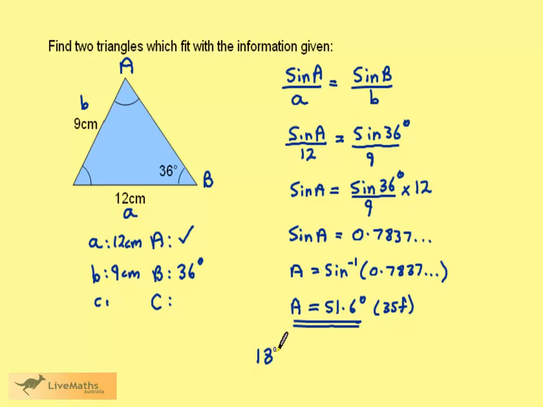However, it's worth noting here that 180 take away 51.6 is 128.4 degrees. If you now try on your calculator the sine of 51.6 degrees and the sine of 128.4 degrees, you'll find these give exactly the same value, and therefore the answer to A could be either 51.6 degrees or 128.4 degrees.